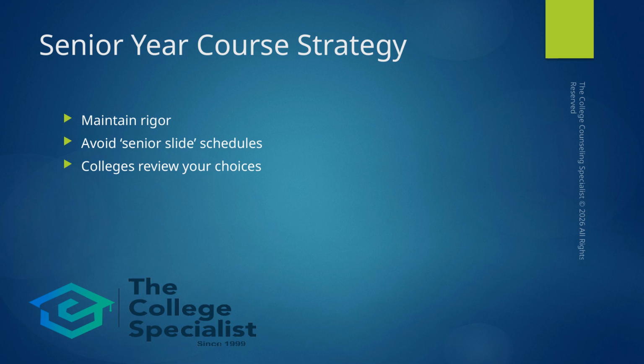Instead, aim for a balanced but challenging lineup that reflects your interests and strengths. If you're pursuing a STEM major, maintain strong math and science courses. If you're humanities-focused, continue with advanced writing, literature, or social science classes. Colleges want to see that you're still engaged and pushing yourself. A thoughtful senior schedule can even strengthen your application, especially if it aligns with your intended major. Treat this year as the final chapter of your academic story, one that should end strong.